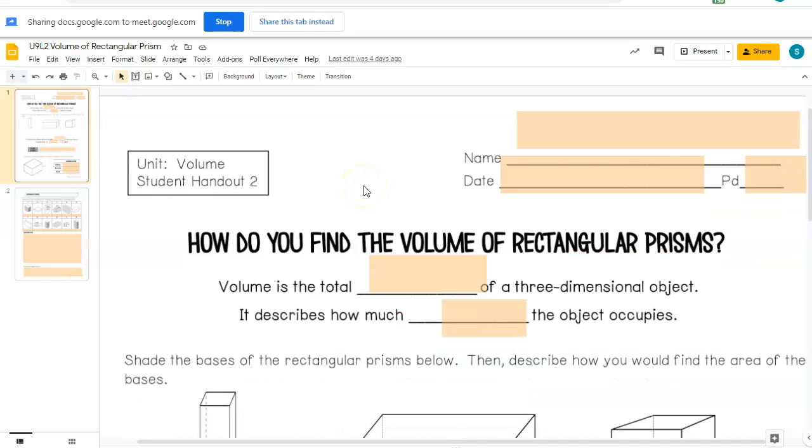Today we are continuing our Unit 9, volume. Today we're actually going to discuss what volume is and how we find it. So one definition of volume is the total capacity of a three-dimensional object. And we'll talk about that in greater detail in just a moment. Or we could describe it as how much space the object occupies.